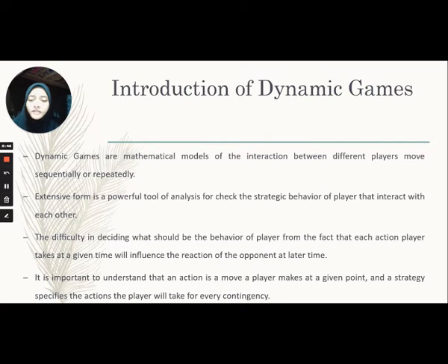There is also difficulty in deciding the behavior of the players, because each action a player takes at a given time will influence the reaction of the opponent at a later time. Lastly, it is important to understand that an action is a move a player makes at a given point, and a strategy specifies the action that the player will take for every contingency.